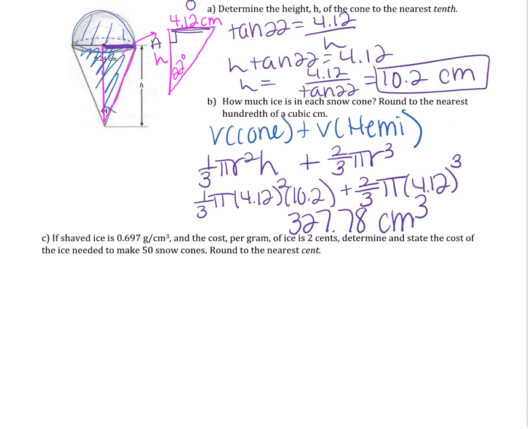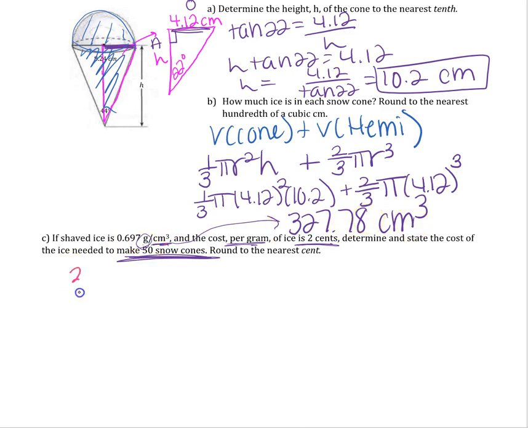If shaved ice is 0.697 grams per centimeter cubed, this is good news, guys. We're already in terms of centimeters cubed. And the cost then per gram is 2 cents, determine and state the cost of ice needed to make 50 snow cones, round to the nearest cent. All right, they gave us a lot of information here. So let's start with just figuring out how many grams of ice we would have, because they gave me a conversion in terms of grams, which relates to centimeters cubed, which is what I already have.